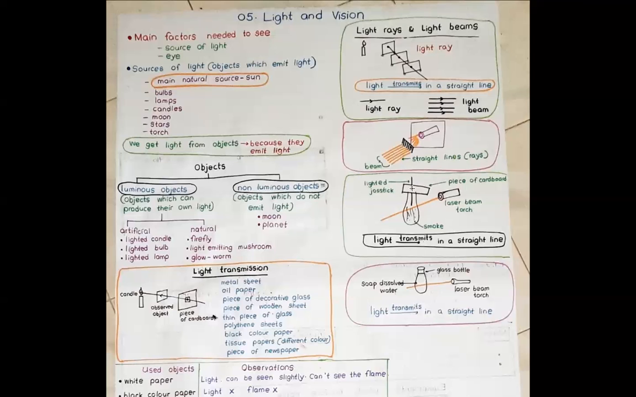Then what you should do is you should take a laser beam torch. Once you take a laser beam torch, you can observe that the light beam, the light ray comes out in a straight line. So from this activity also, you get to know that the light transmits in a straight line. Understood? Okay.